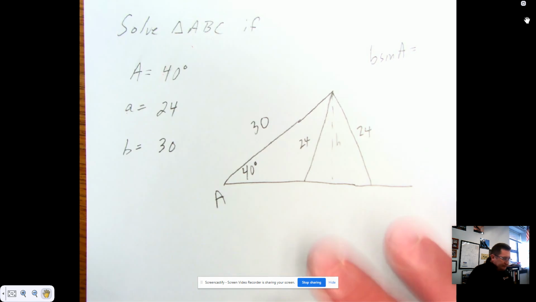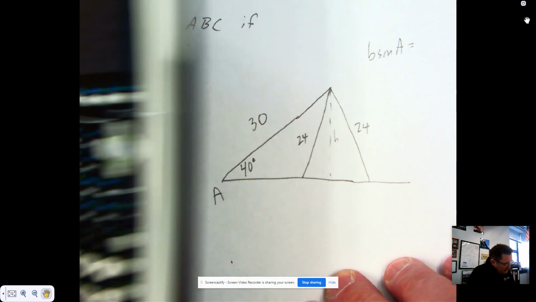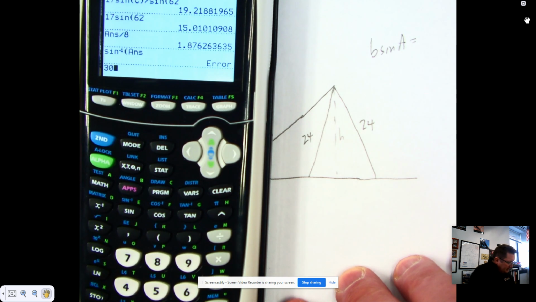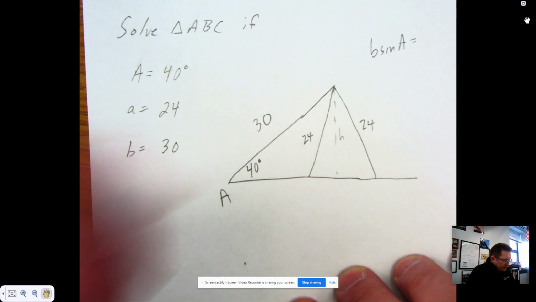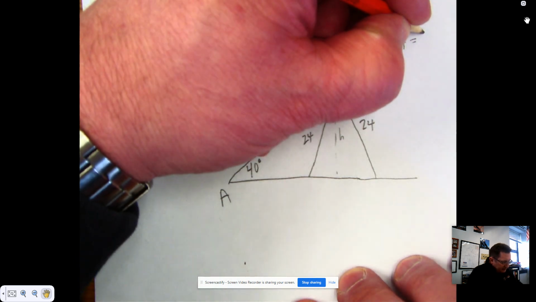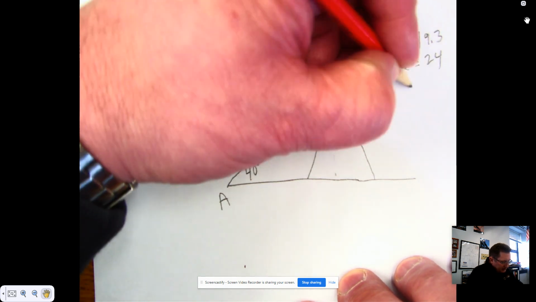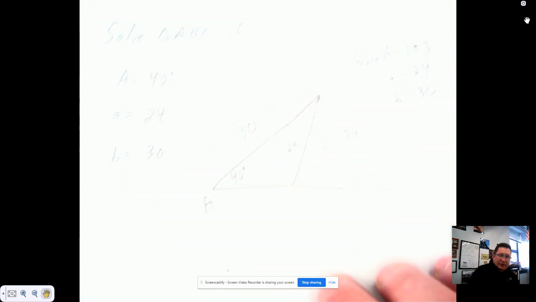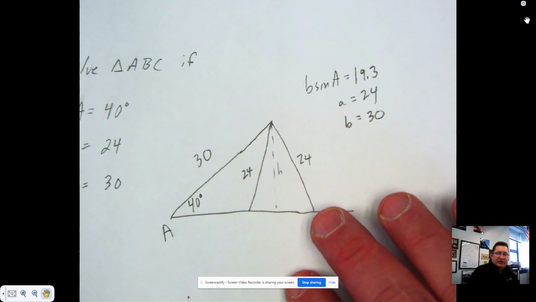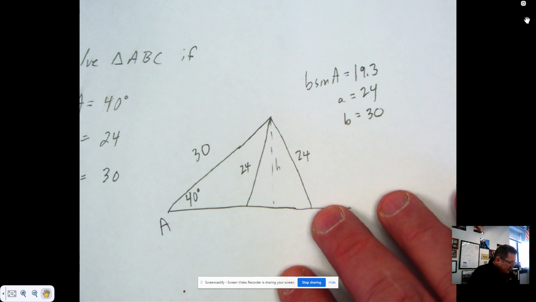I would find that B sine A, B was 30 and A was 40. So 30 times the sine of 40, okay, is 19.3. And so B sine A is 19.3. And little a was 24 and little b was 30. And so you can clearly see that little a is bigger than B sine A, but smaller than B. And so we have two triangles going here.